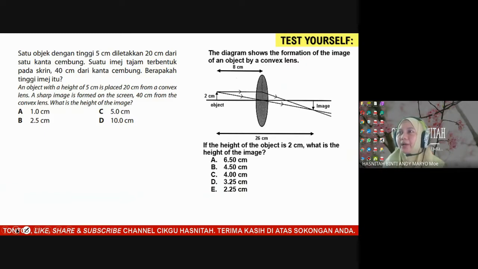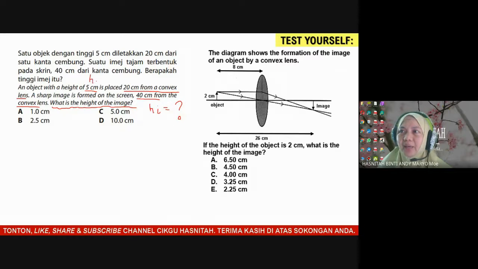Let us try to do this linear magnification in this question. A very simple question. You are given an object with a height 5 cm, placed 20 cm from a convex lens. Later a sharp image is formed on the screen, which is 40 centimeter away from the convex lens. So the question is, what is the height of the image, student? So we are looking for height of image. So how to find height? So what are you given here? Object with the height 5 cm.